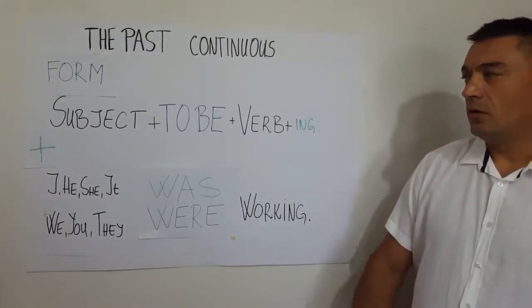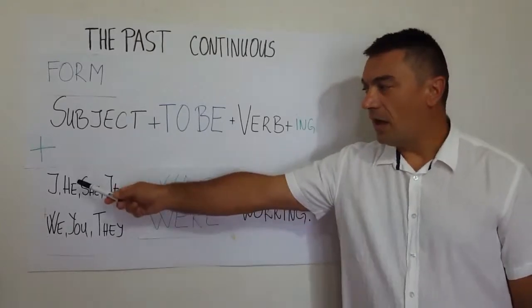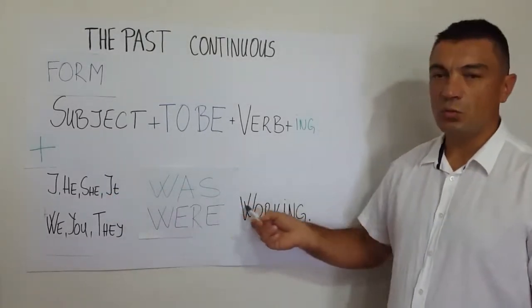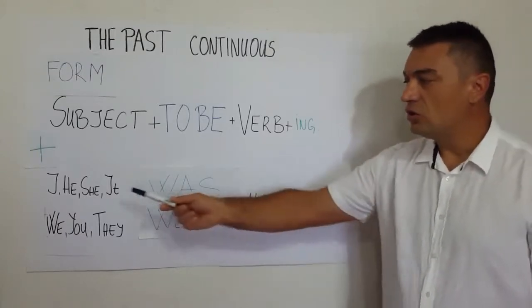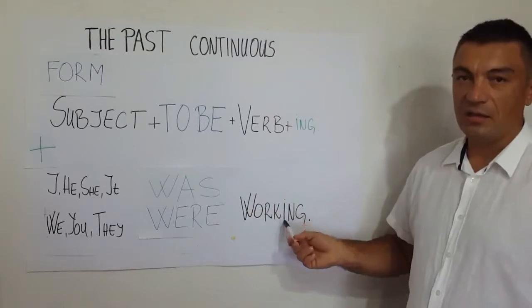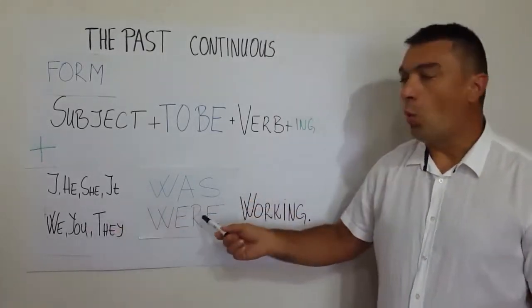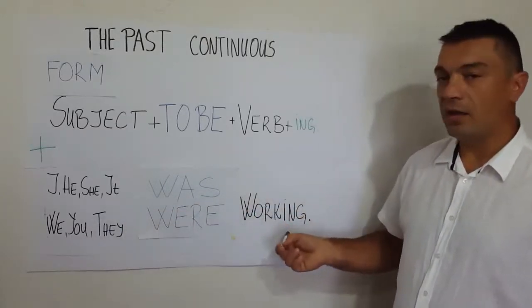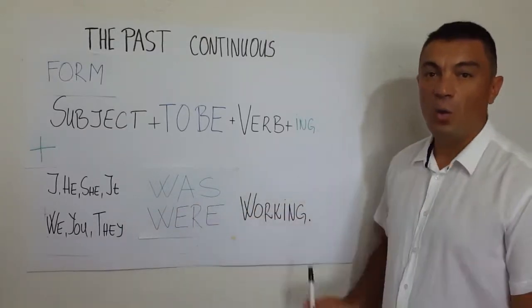So, positive form would be I was working, singular. He was working. She was working. It was working. We were working, plural. You were working. They were working.